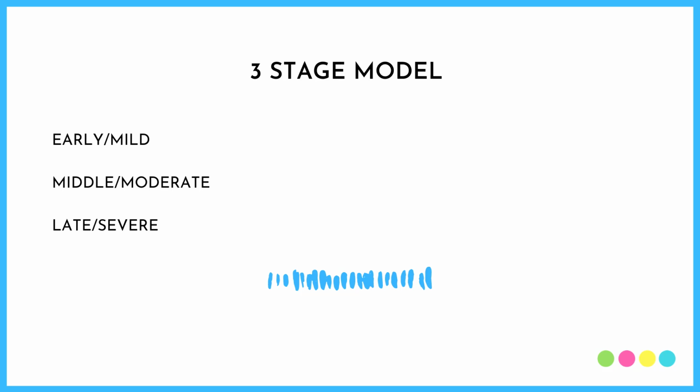Let's start with the 3-stage model of dementia. I feel like when it comes to dementia care and dementia information, there's so much that's confusing, it could be overwhelming. So whenever possible, I like to opt for the simplest ways to describe things. This is my personal favorite, but don't worry if you don't like it, there's 2 more coming up after it. In this staging model, the stages are broken down into 3 stages: the early or mild stage, the middle or moderate stage, and then the late or severe stage.